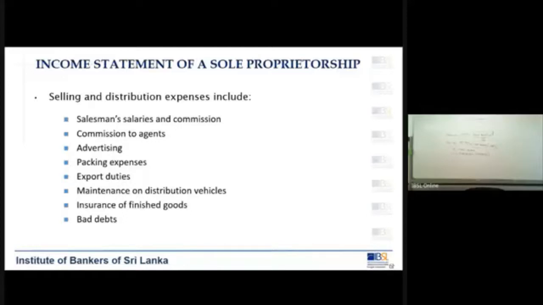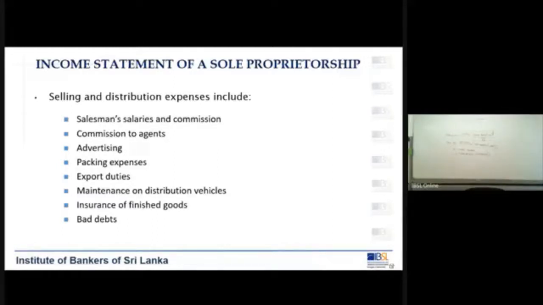Sometimes we recruit people from outside. We call that outsourcing of your business services. When you outsource services, you have to pay the people who have been outsourced to sell your products, and that payment you make to those people is called commission to agents. They become your agents for the business, and to those agents you pay a commission.